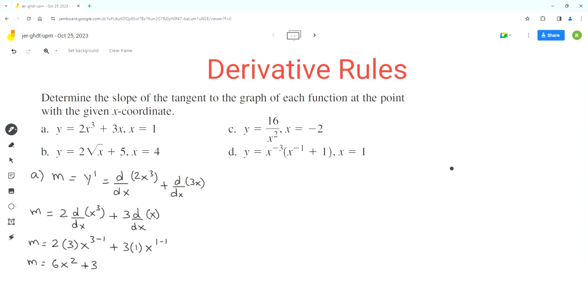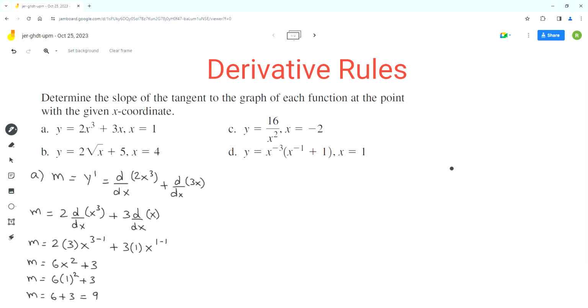Now in order to find the slope of the tangent, we can use the given x value at which we have to find the tangent. So we sub in x as 1. Now we can evaluate it. 1 squared is equal to 1. 6 times 1 is 6. So 6 plus 3 is equal to 9. So that's the slope of the tangent for this given function at x equals 1 for part A.